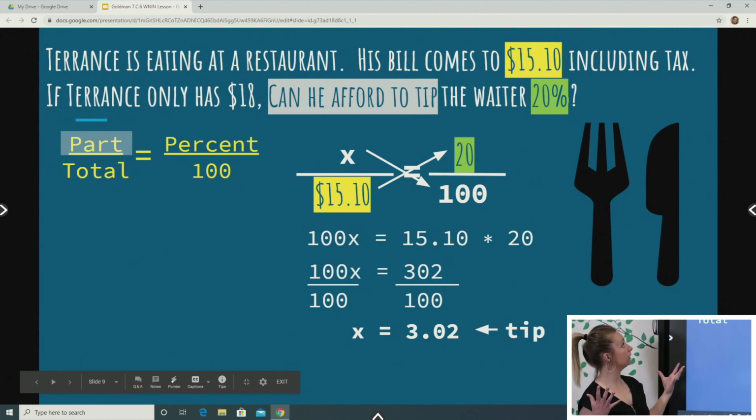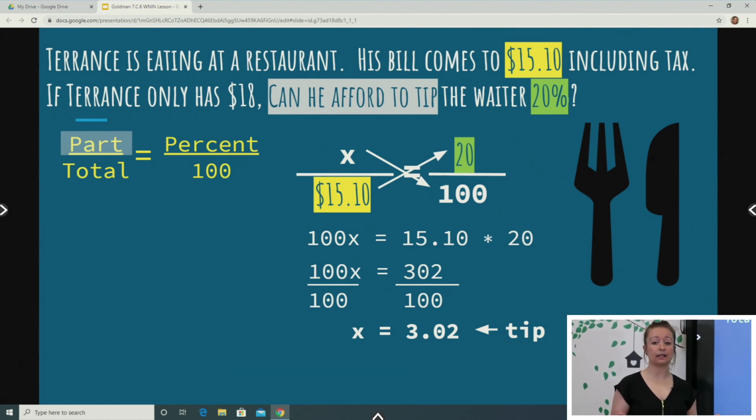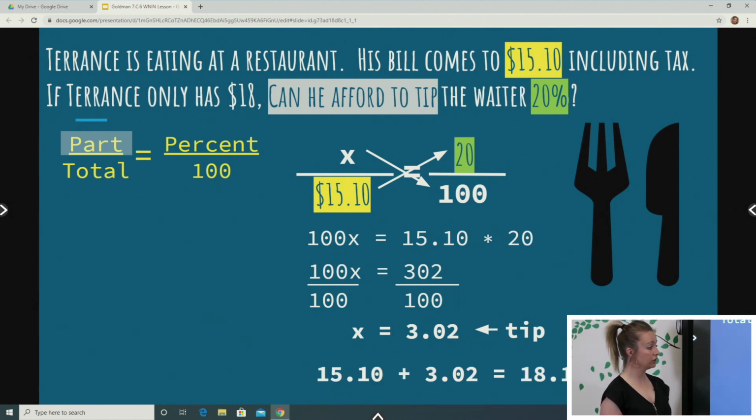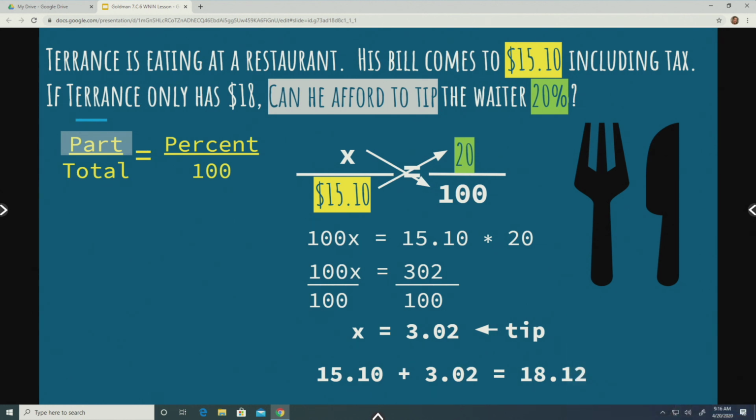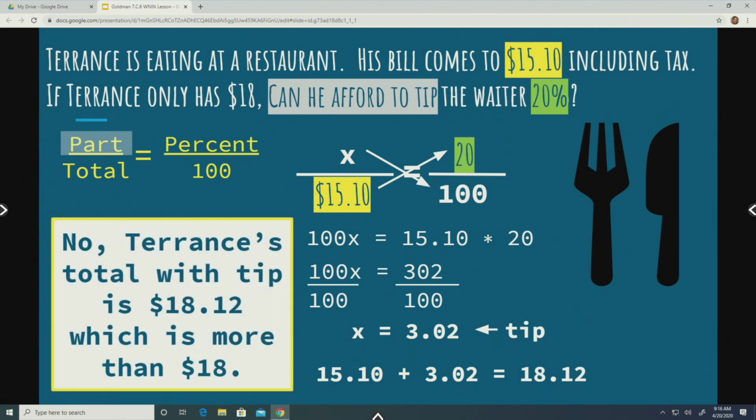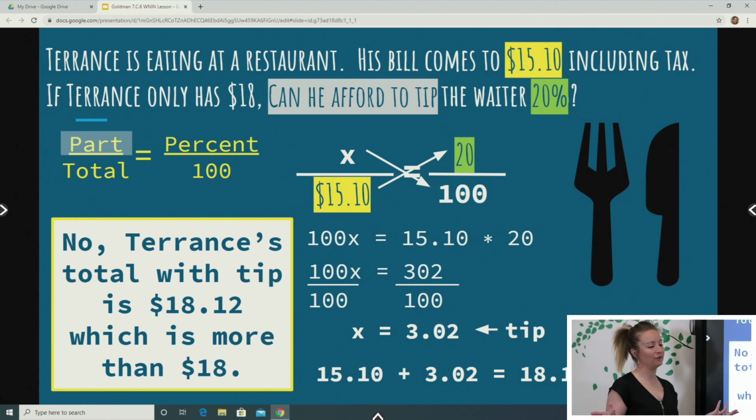Our big question is, if Terrence only has $18, can he afford that tip plus the total? So we have to take the total and the tip and add them together and compare it to the $18 that he has. When we do that, we see that his grand total would be $18.12. So to answer that question, no, Terrence's total with the tip is $18.12, which is more than the $18 he has. Maybe he's got some change in his pocket that he didn't know about and can finish that off.